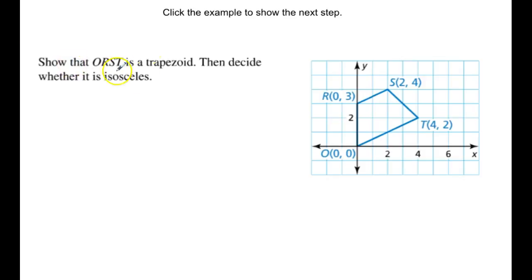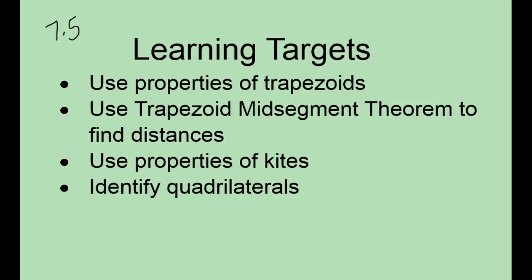So first we have to show that QRST is a trapezoid, then decide whether it's isosceles. So let's back up really fast. What is a trapezoid? A trapezoid is a quadrilateral that has exactly one pair of parallel sides, right? We've been dealing with parallelograms where both opposite sides are parallel. Here we're only going to have one.